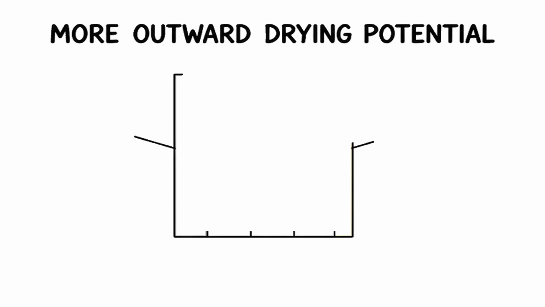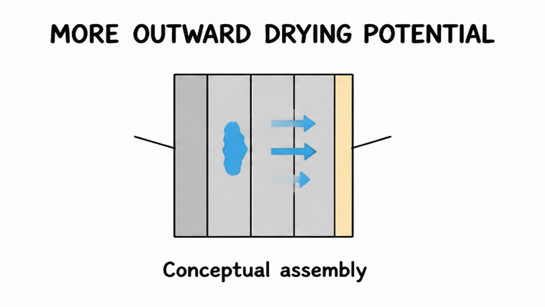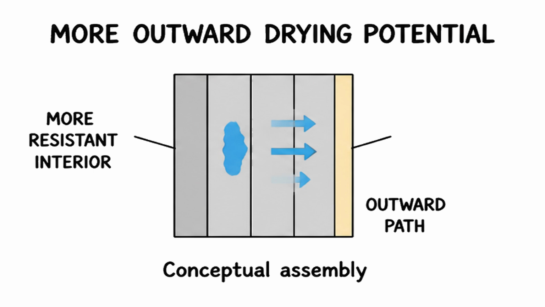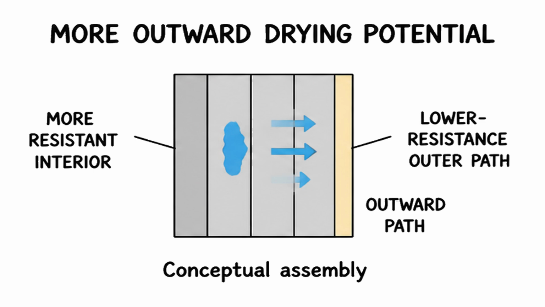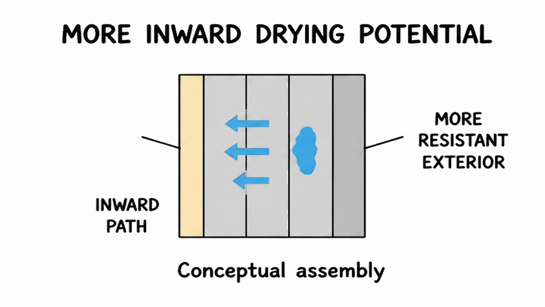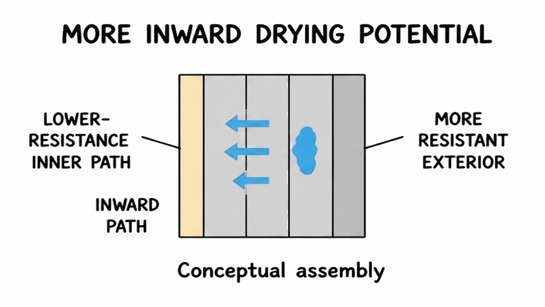Some assemblies may have more outward drying potential. A cyan path moves toward the exterior through a lower resistance outer path, while the interior side stays more resistant. Others may have more inward drying potential. A cyan path moves toward the interior through a lower resistance inner path, while the exterior side stays more resistant.